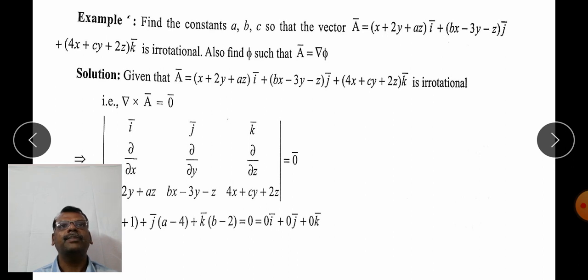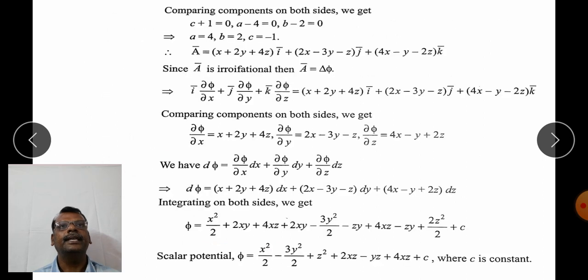Therefore, del cross A bar equals 0. Using the determinant expansion, the determinant of i, j, k, del by del x, del by del y, del by del z, and f1, f2, f3, and finding the partial derivatives and expanding the determinant, we can find the values of a, b, c. That is, a is equal to 4, b is equal to 2, c is equal to minus 1. And we can write the values of a, b, c in the given A.